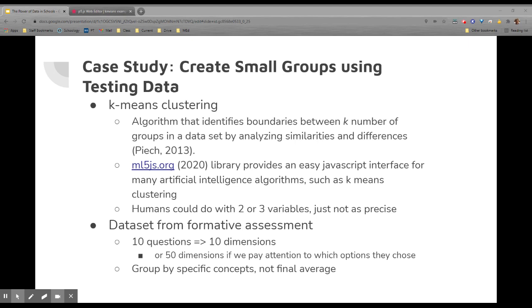So the idea behind this technique would be that I wouldn't just be trying to break the students into groups based on how well they did on average on this assessment. I would actually want to put them into groups based on the individual concepts that they either collectively didn't understand very well or did understand well. I would try to break them into groups based on those individual questions and individual concepts, not just the one final average, which maybe isn't giving us the best picture.